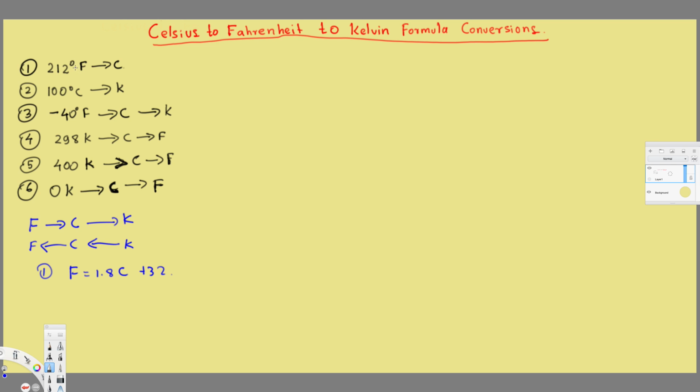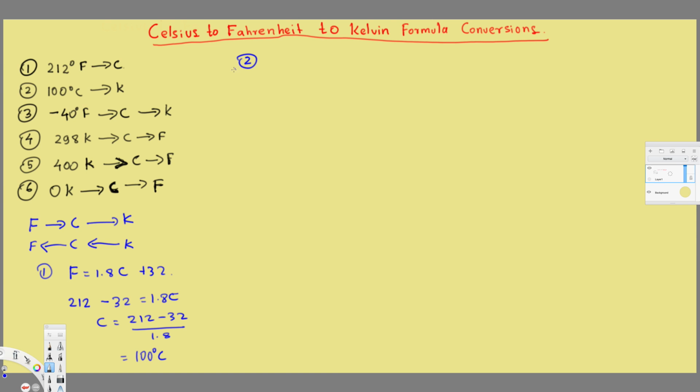Here we have the Fahrenheit. We have to find the Celsius. So let's rearrange this one. We have 212 Fahrenheit and we have to find the Celsius, right? So Celsius is going to be this minus 32, that's going to be equal to 1.8 C, and C is going to be equal to 212 minus 32 divided by 1.8. If you calculate this one, this is 180 divided by 1.8. That's going to be 100 degrees Celsius. So this is the conversion for the first one.